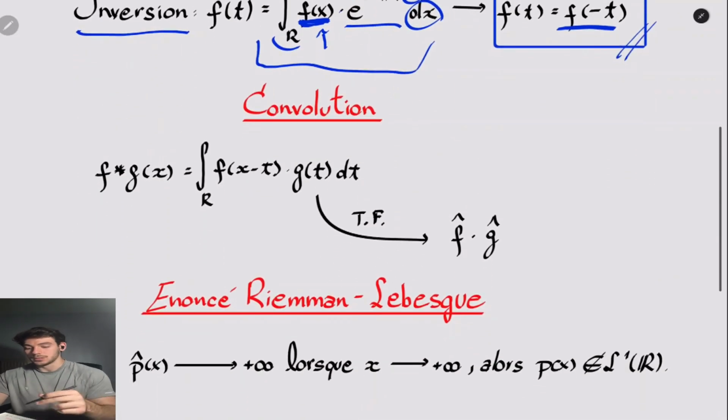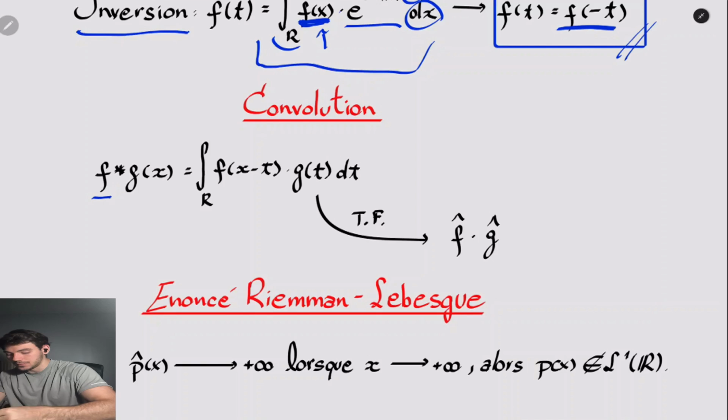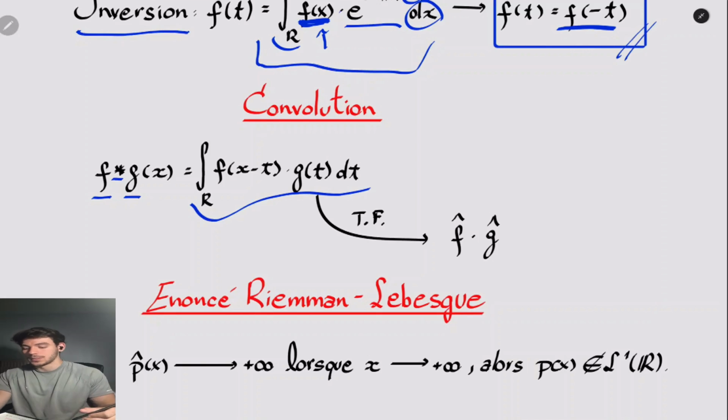So here we have the convolution. Basically, if you have a function f being convoluted with a function g, that's the formula. So integration over the real numbers of f of x minus t times g of t dt. That's the formula if you do a convolution product.